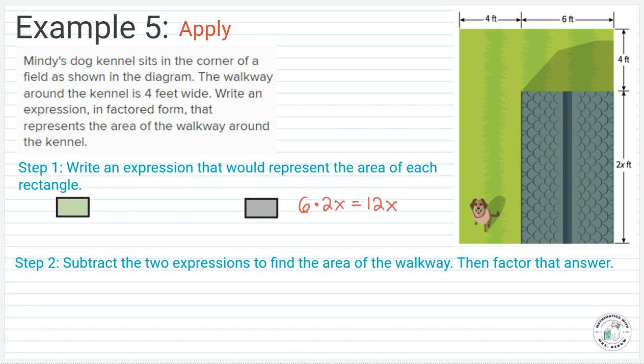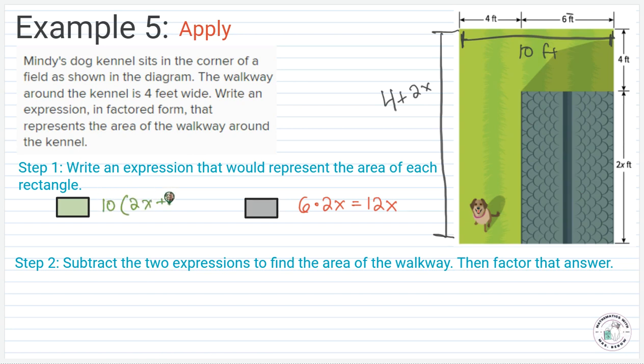Now, for the area for this green, again, we're going to pretend like this isn't here. So this whole side length here, 4 plus 6, is 10. So it's 10 feet by, then we have this 4 feet plus 2x. To write out the area for the green space, we would have 10 times, so again, length times width, 2x plus 4, or 4 plus 2x. Again, I just usually write them in standard form. So using the distributive property, this would be equal to 20x plus 40.